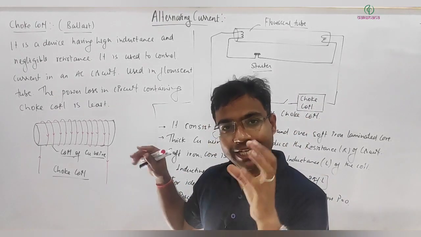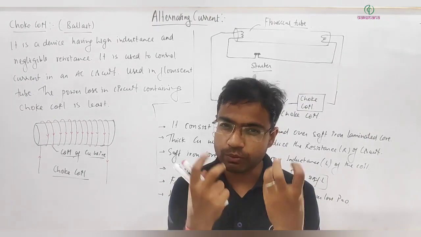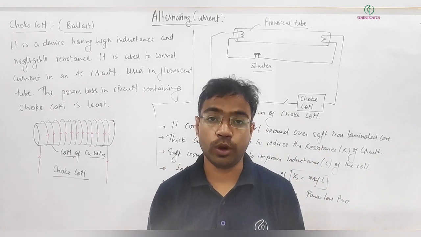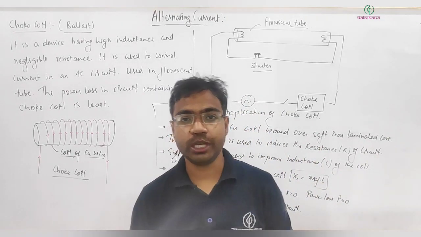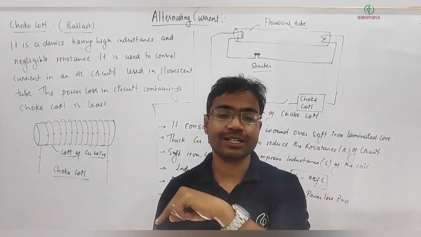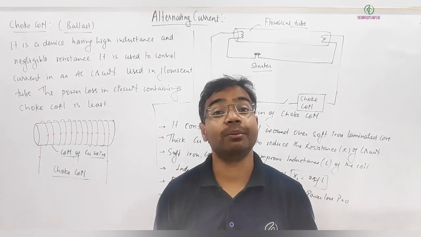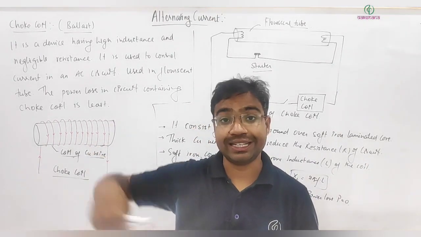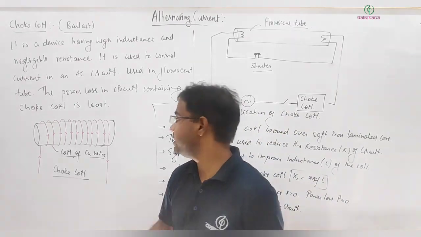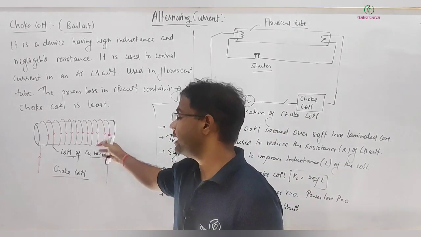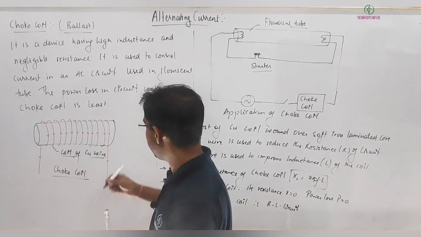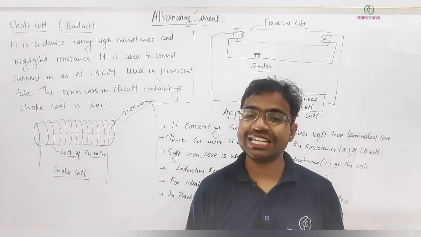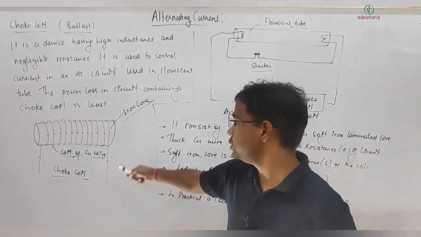If you look at its construction, what it is made of, it is simply a copper wire wrapped around an iron core, because we want L to be high. We know self-inductance L from our EMI chapter, and L depends on the material inside the coil. So if you want L to be high, we need to have an iron core wrapped inside. That's why, to get a high value of L, we are using an iron core.